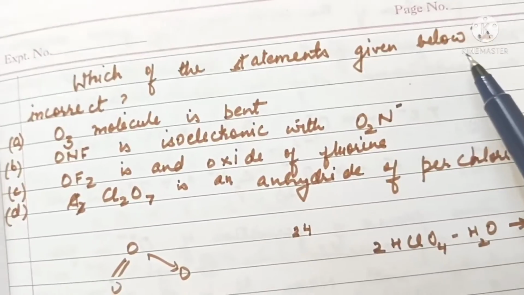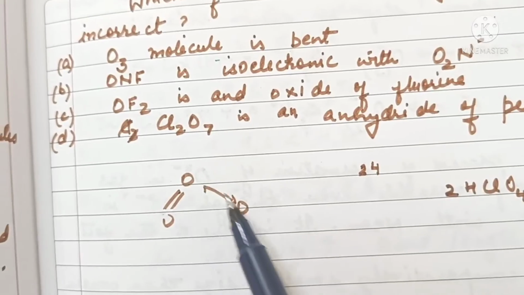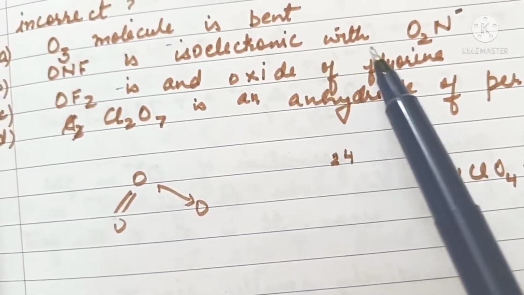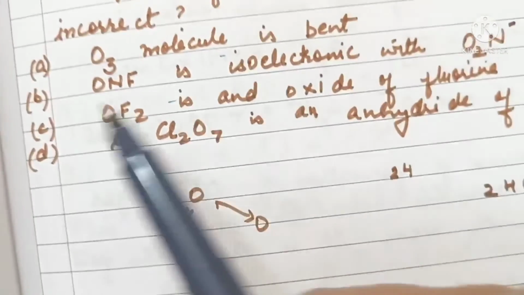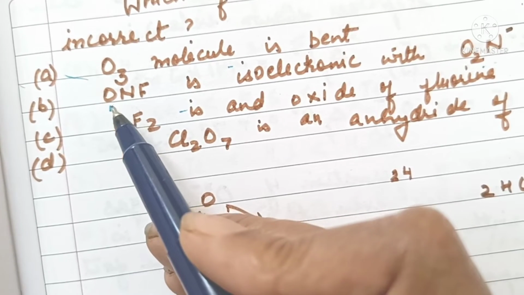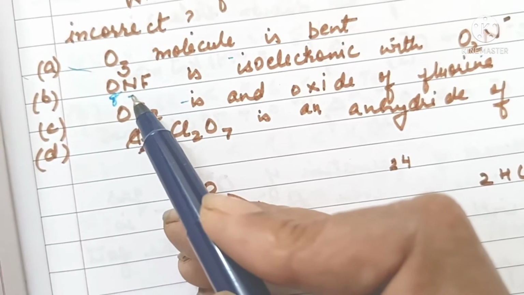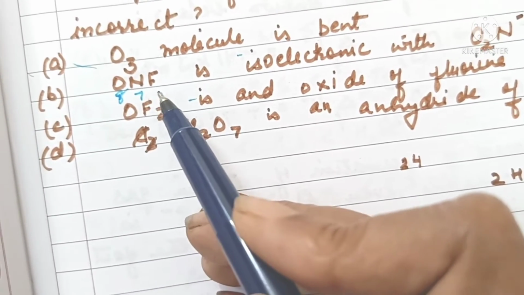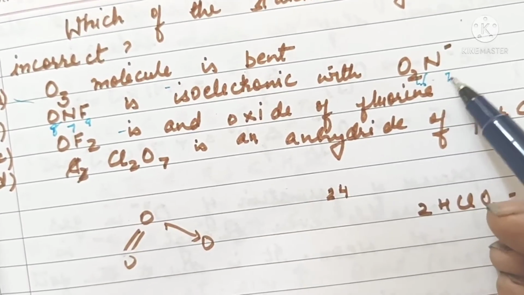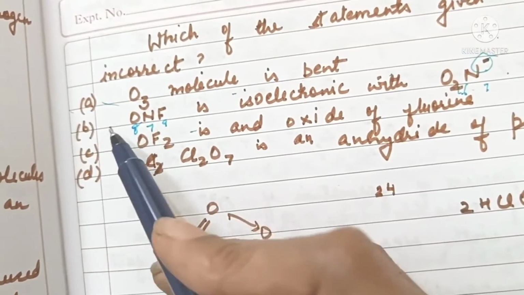Which of the statements given below is incorrect? Ozone molecule is bent. Yes, it is. O2+ and F- is isoelectronic with O2- and Ne. So this is 8 and 7, 15 and 9, 24. This is 16 and 7, 23 plus 1, 24. Both are isoelectronic. So this is also correct.